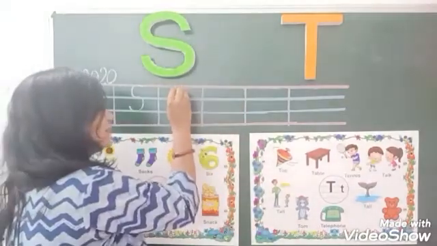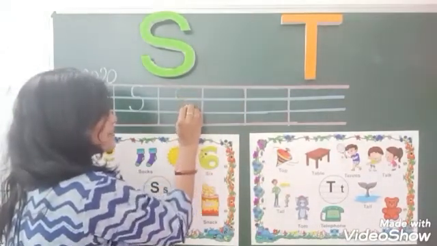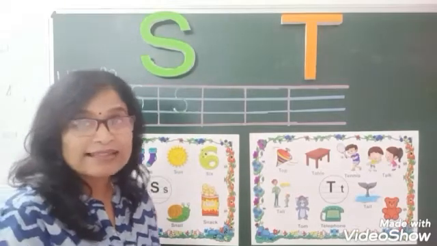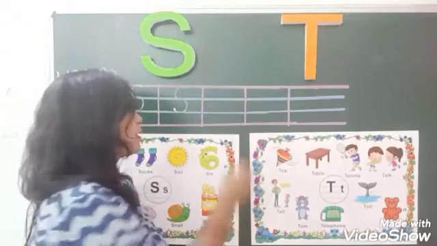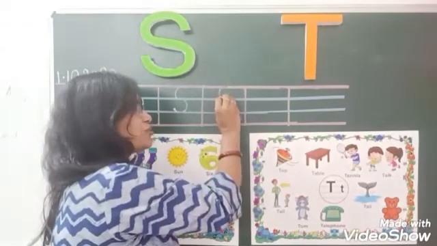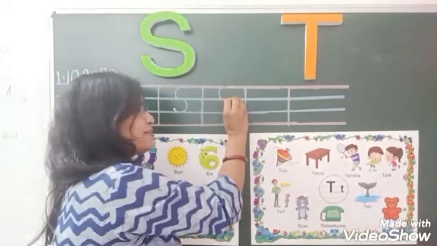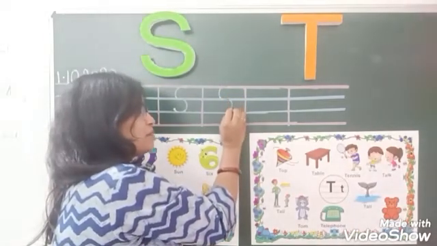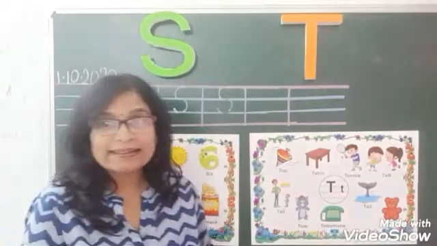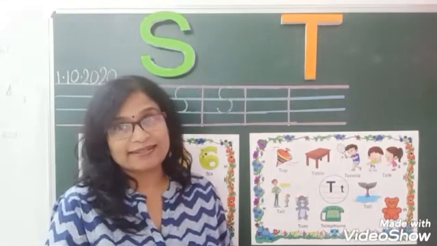Watch again. Seedha C and Ulta C. This is our letter S. Pencil on the red line. Make C. Touch the first blue line. Turn. Come down. Touch the second blue line and go little up. This is our letter S.